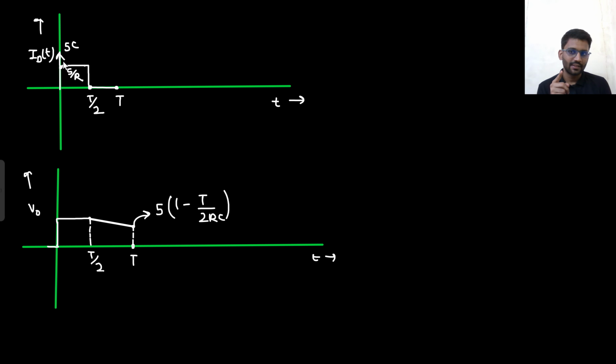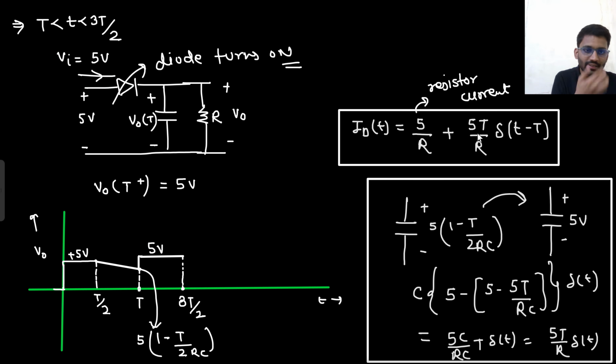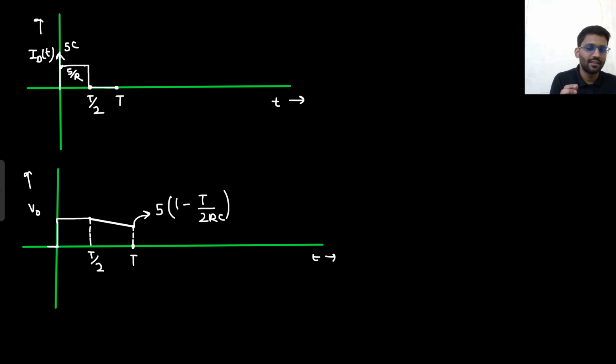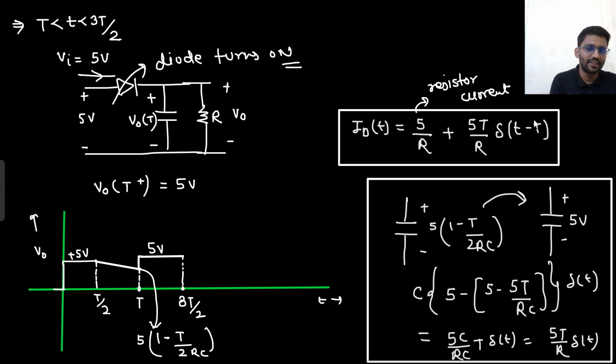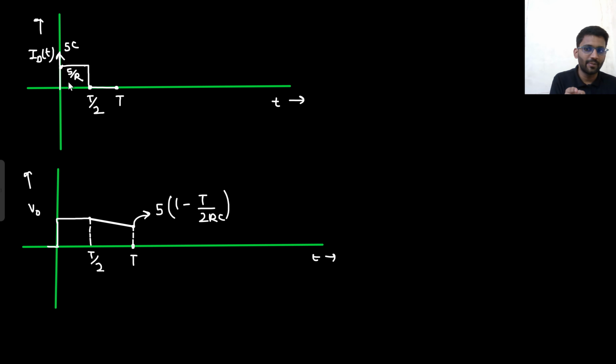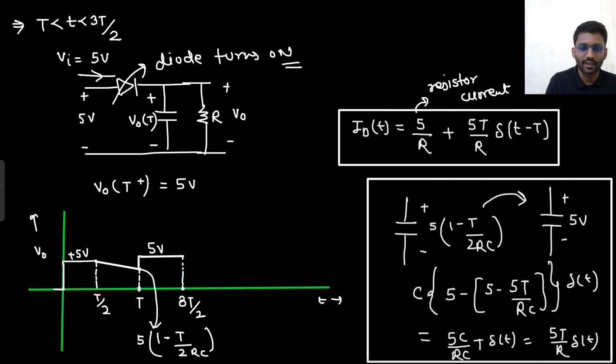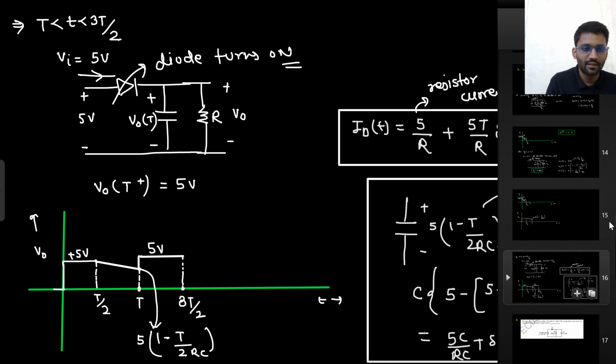The initial waveform was this, 5C, 5 by R. Now what is happening? The impulse has shortened. Now the impulse is 5t by R delta T minus T. Here the impulse was 5C. Now the impulse is this much. But this current waveform 5 by R is remaining constant. So now I can draw the waveform of ID(t).